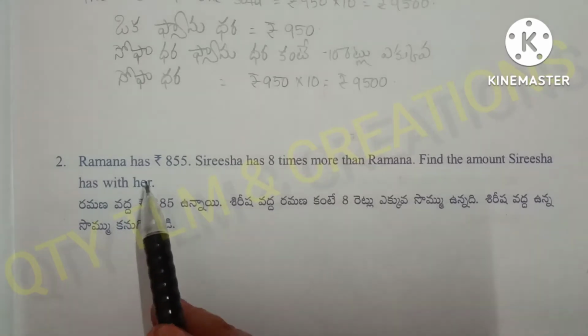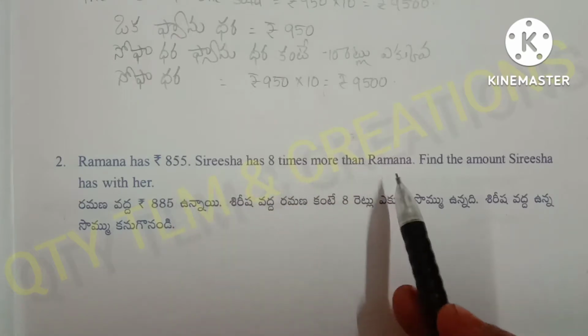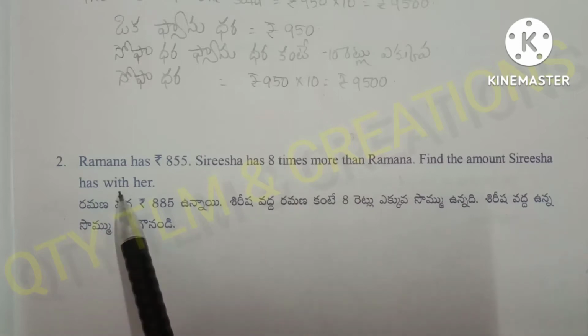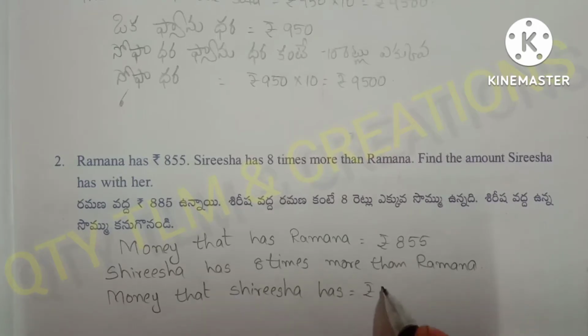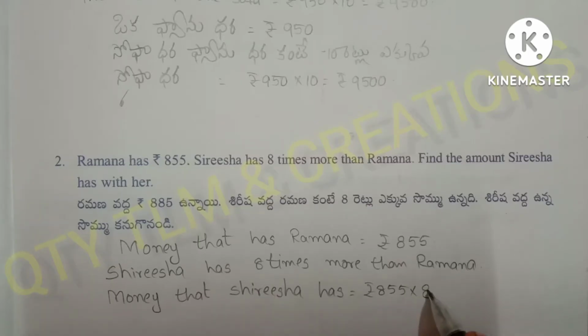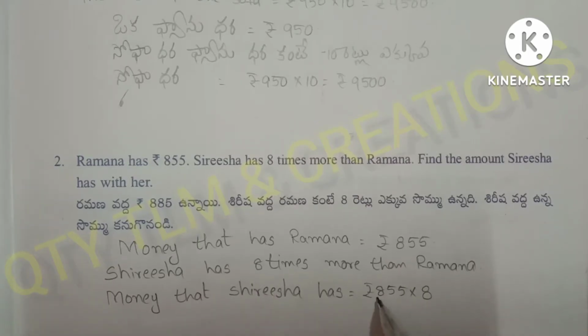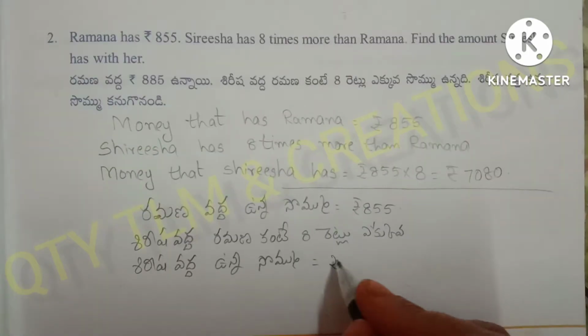Next question. Ramana has 855 rupees. Shirisha has 8 times more than Ramana. Find the amount Shirisha has with her. Money that Ramana has is 855 rupees. Shirisha has 8 times more than Ramana. So money that Shirisha has is 855 into 8 times. Here we have to multiply 855 with 8. So we get 7080 rupees.